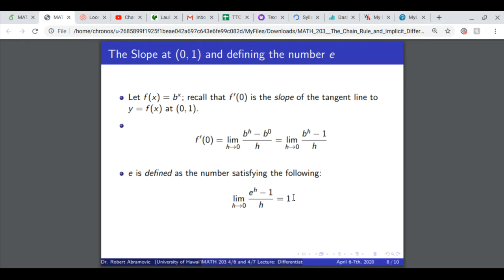That means the slope of the tangent line to y equals b to the x, or in this case, y equals e to the x, at x equal to 0, the point 0, 1, is equal to 1. The function y equals e to the x has a tangent line with slope 1 at the point 0, 1. Remember, every exponential function has to pass through 0, 1.